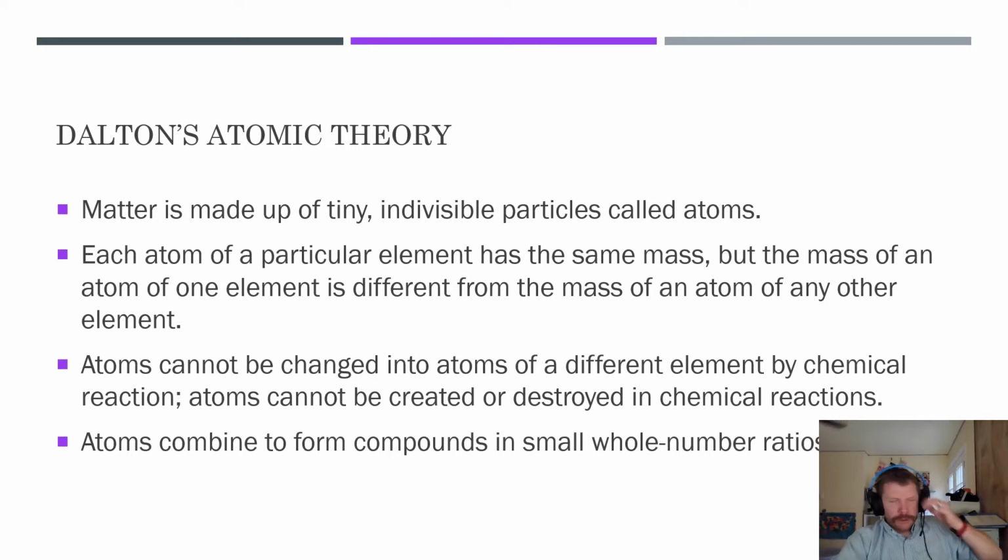John Dalton's atomic theory was also that atoms combine to form multiple compounds in small whole number ratios. So that would be something like CO versus CO2. There's no such thing as CO 1.5 or anything. It's whole number ratios.